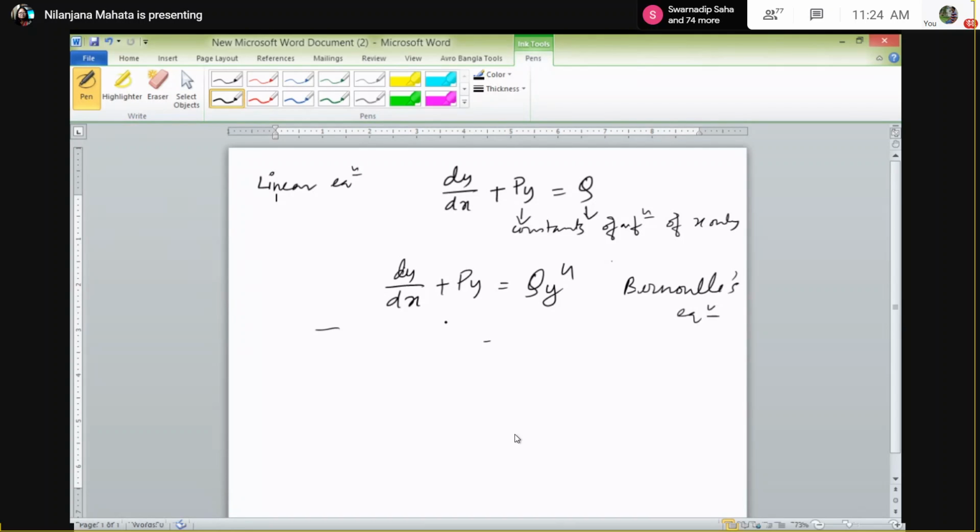Okay. Since our form, that is Q, this right side will be functions of x only. We know these P and Q are functions of x only, so you will remove this y^n, that is, I will divide by this, and this will be y^(−n) dy/dx + P y^(1−n) = Q.